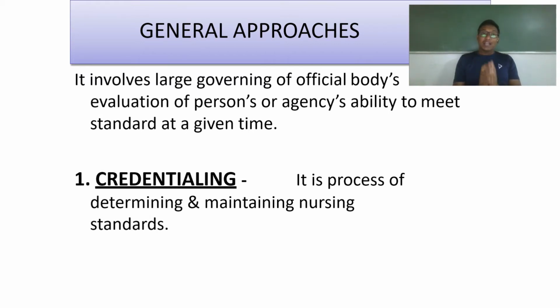It involves large governing official bodies. That means evaluating a person's or agency's ability to meet the standard at a given time. So what is the general approach doing? It has a general body or large governing official body. They will come to your hospital and check if it is a hospital or an agency, they will check the ability of the agency, or if it is a person, they will check the ability of the person, and through that they will give you the quality assurance certificate.